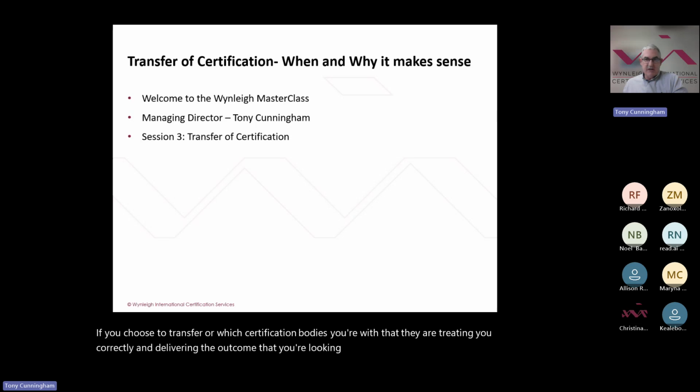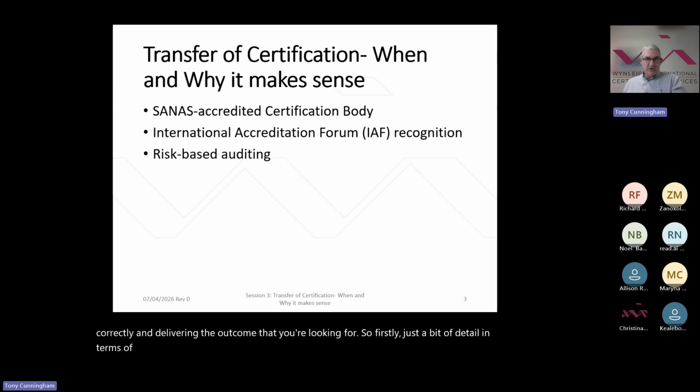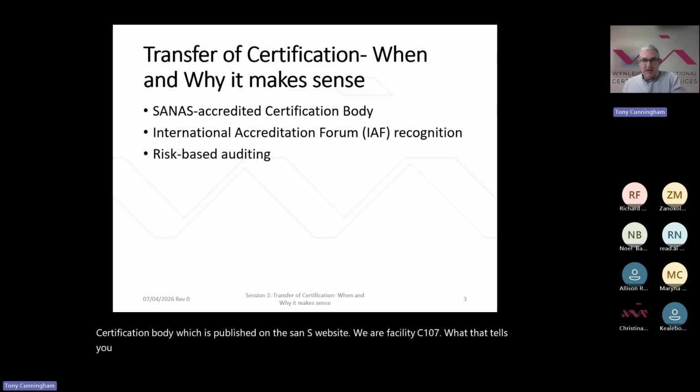So firstly, just a bit of detail in terms of Wynleigh itself. We're a SANAS accredited certification body. So I lead an organization that's built on governance, impartiality, and credibility. Wynleigh is an accredited certification body which is published on the SANAS website. We are facility C107. What that tells you is that we're accredited to ISO IEC 17021 Part 1, Part 3, as well as ISO 27006.